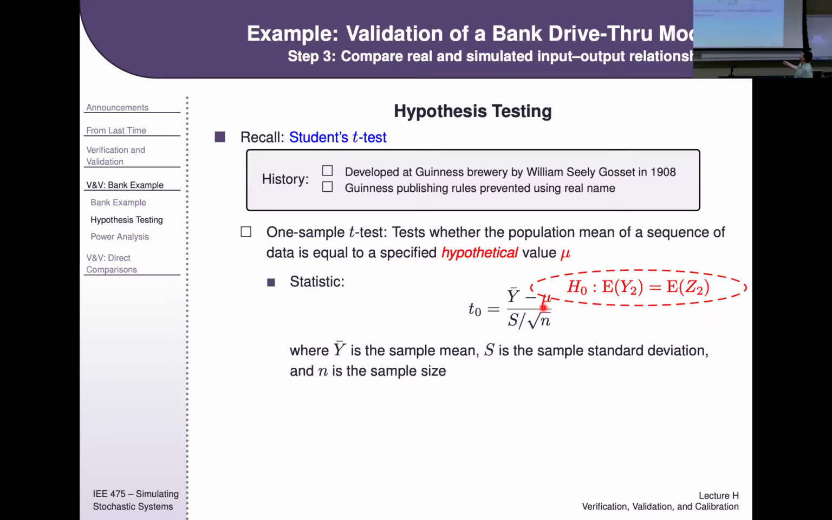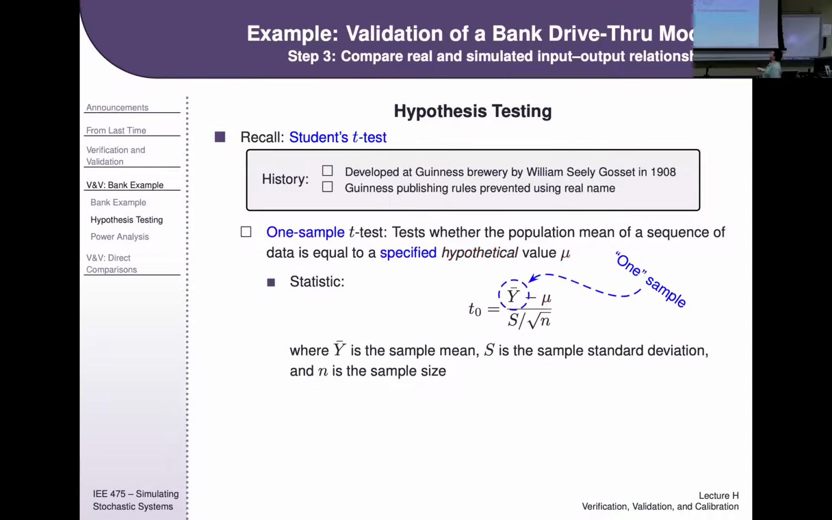So the mean from the real world is this mu that's up here in the numerator. And the sample mean from our simulation data is this other part on the numerator. So we're looking at the difference between the sample mean and the real mean. We refer to this as a one sample t-test because there's only one sample mean here. If this was y bar minus z bar, it would be a two sample t-test. So it's how many averages do you put in here?